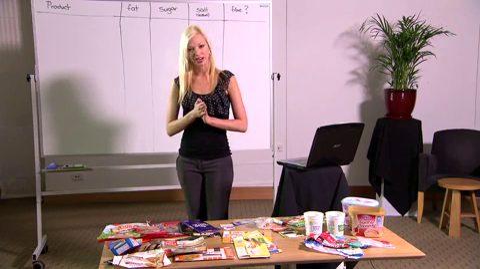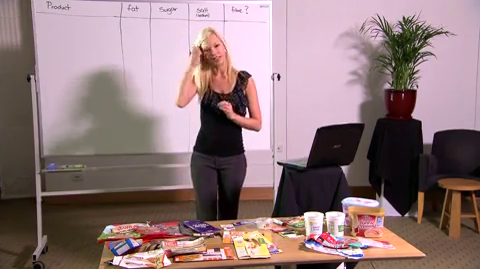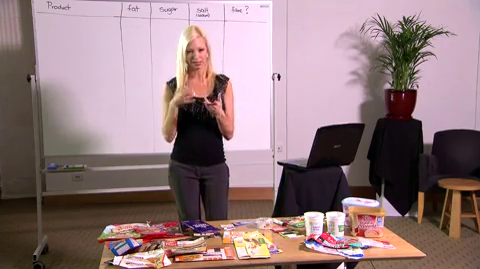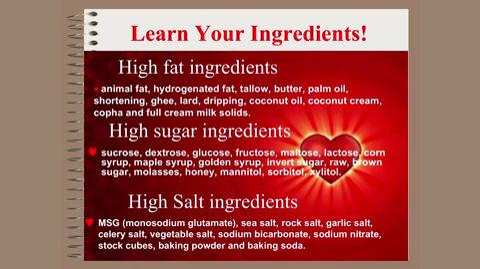Looking at your ingredients, having a look on this slide here, you want to learn your ingredients. So you want to look at high fat, high sugar and high salt ingredients and try not to have any of those in the first 3. The first 3 ingredients in our food are the ones that are in the highest amounts. So these characterise the food. So we don't want any of these to be high in fat, high in salt or high in sugar.